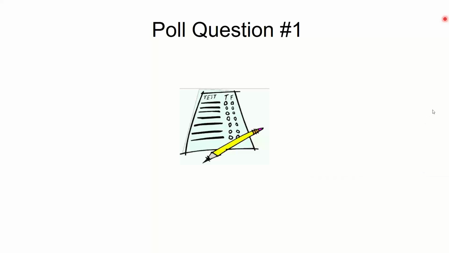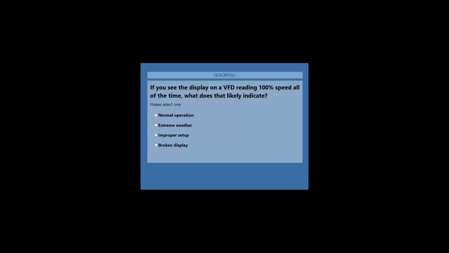If you see a VFD reading 100% speed all the time, when you walk in the mechanical room or into a rooftop, on a pump or a fan, and you see that VFD on there, and on the screen it says 100%, what do you think that means? You think it's operating normally? You think that means it's an extreme weather day? Do you think it's improperly set up? Or do you think something's broken on the display and it's not really at 100%? I'm just curious to see what you guys all think that means.